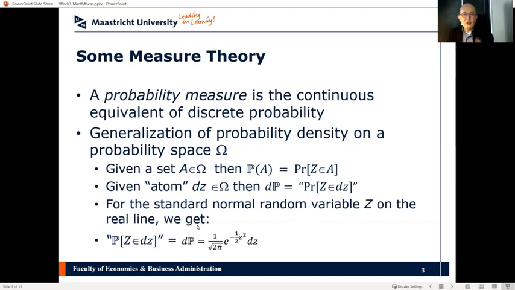And formally, you would say for each interval on the real line, I can define a real probability. And then I can generalize this as integrating over the real line. For each infinitesimal element dz, I multiply with a probability density function, for example, of the standard normal random variable.